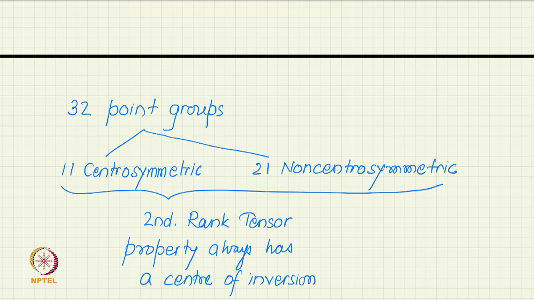So, this is an additional symmetry. You can see if the crystal has a center of inversion, then the property should also have a center of inversion, that is assured by Neumann's principle. But if the crystal does not have a center of symmetry, the property still has a center of inversion. So, that falls into the category that the property must include the crystal symmetry, but may have more symmetry. So, for the 21 non-centrosymmetric crystals, the second rank tensor property having a center of inversion is an additional symmetry.